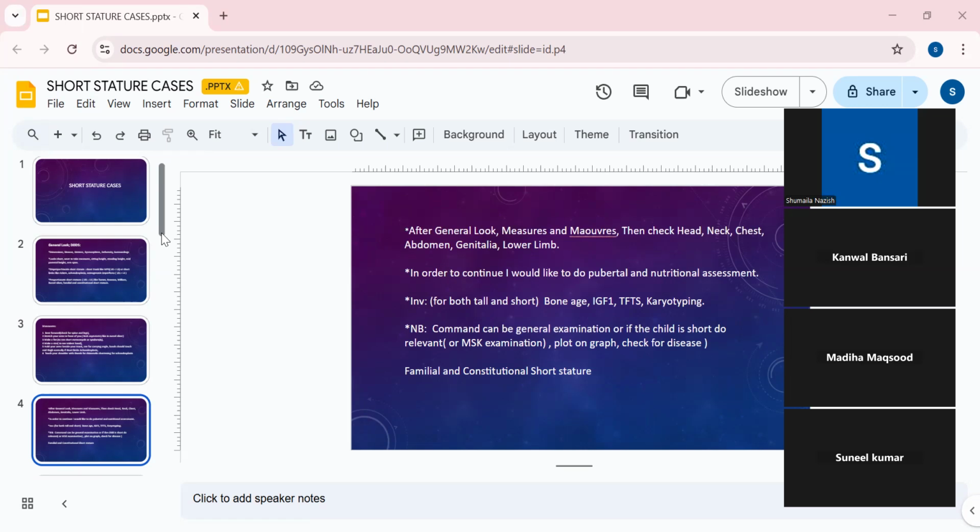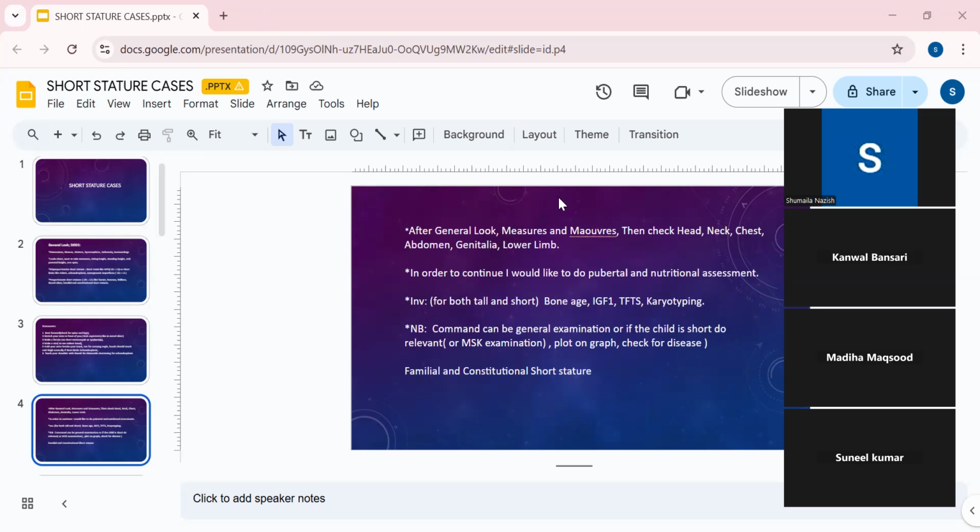Then, to continue, you would definitely like to do the pubertal assessment of these children, okay? And also the nutritional assessment, because the short stature could be because of nutritional deficiencies as well. And puberty is extremely important, because a child might appear underage to you, but his age might be very different, because we know there are certain syndromes, and when the height is short, generally they appear younger for their ages. So make sure you do the pubertal assessment, okay?